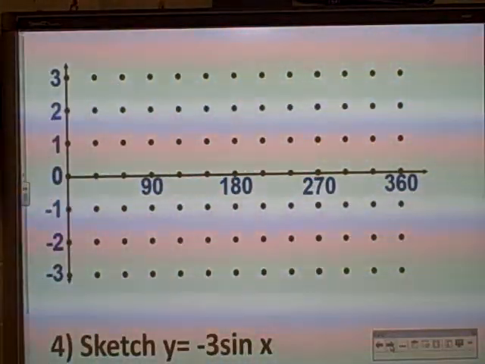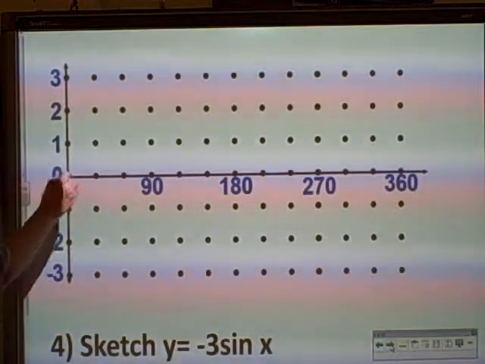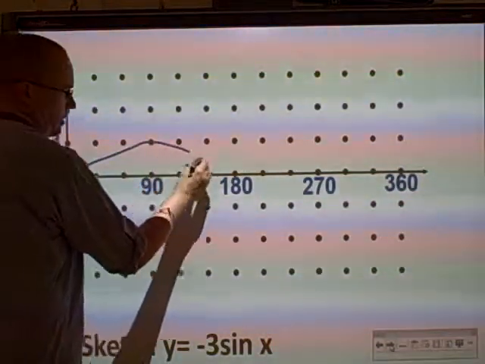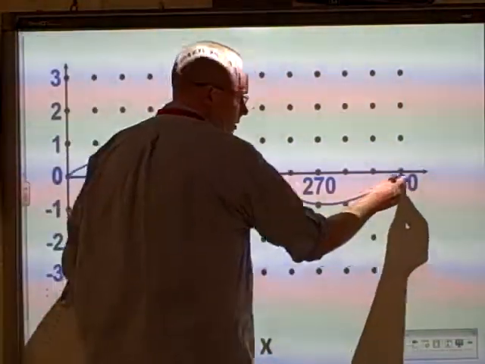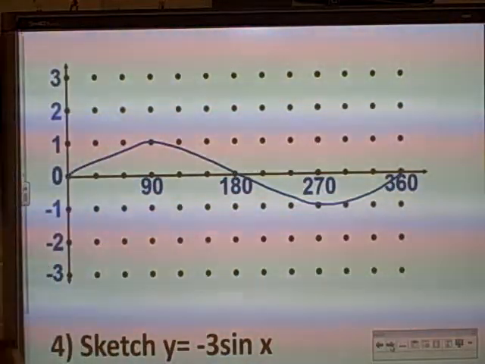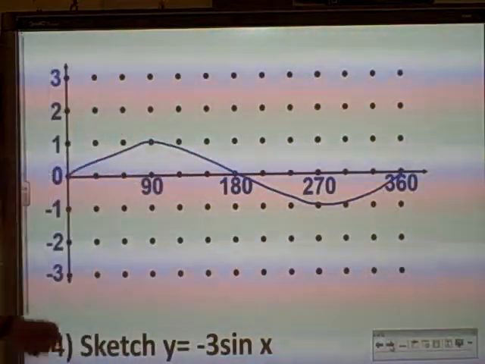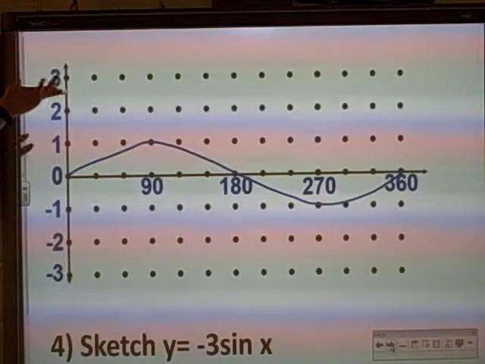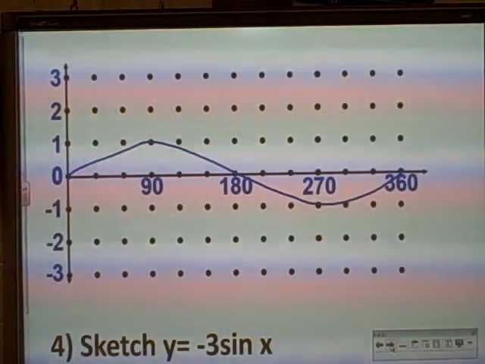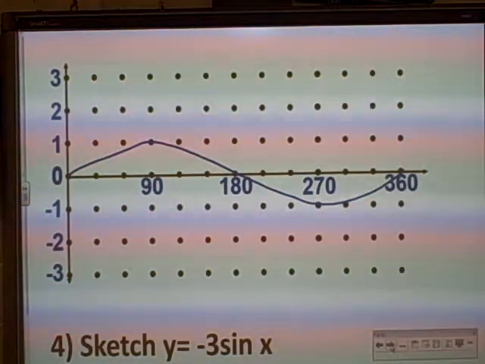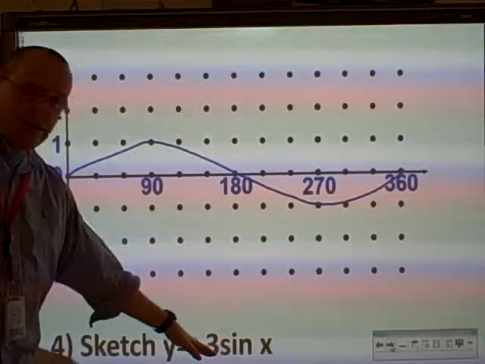For number 4, negative 3 sine x. So I'm going to quickly draw back in sine x that we looked at earlier. And then negative 3 sine x, we might want to do this in 2 steps possibly. We might want to times it by 3 and then flip it. We might want to flip it and then times it by 3. Or we could just times each point by negative 3 straight away.